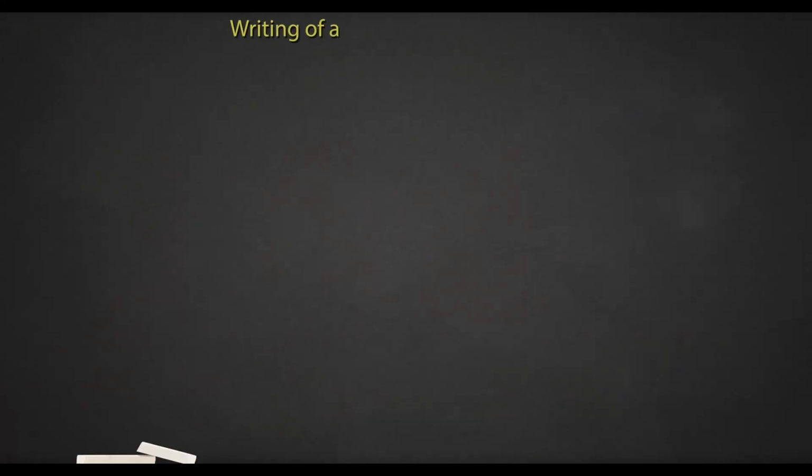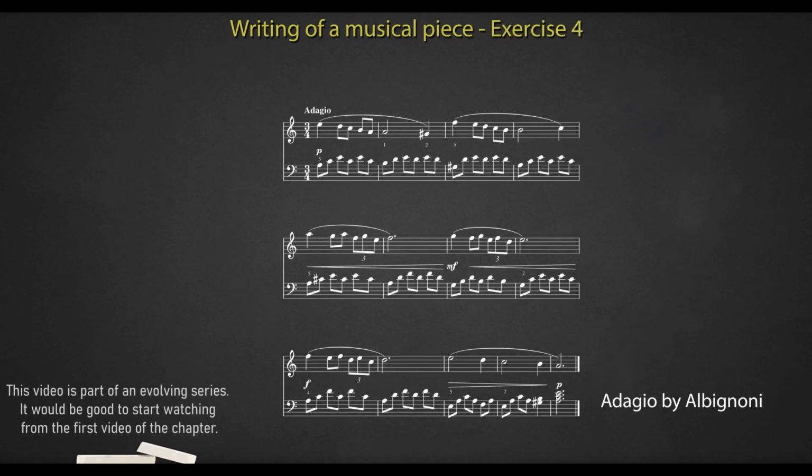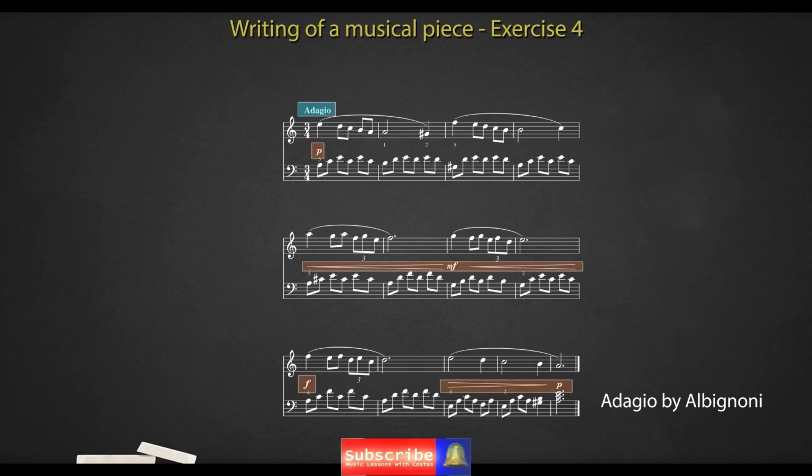Adagio by Albignoni, another two-hands piece. Have in mind that in this course we speak about theory in practice. So the important thing is to use the theory we learn and make it practice. Many new things here. Tempo sign in the start, adagio. That means slowly. Under the note, symbols for dynamics.